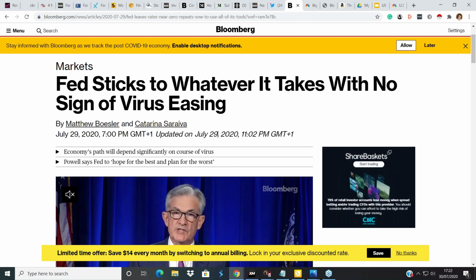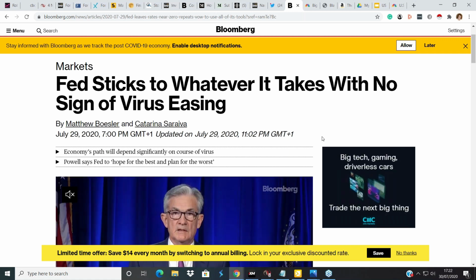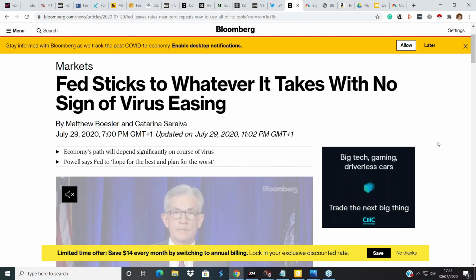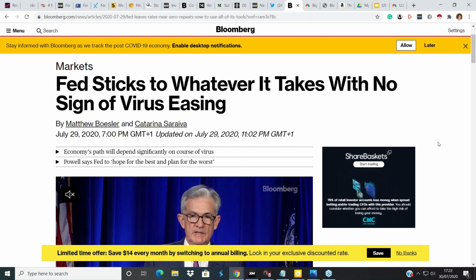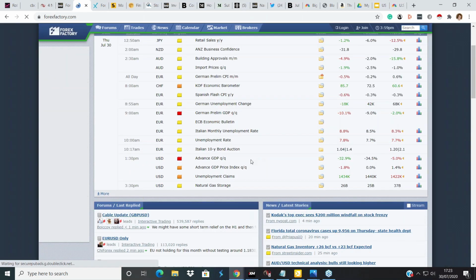And as he said, I know he's stating the obvious, it all depends on the virus. On the virus front, things aren't looking terribly encouraging in terms of containment and control, and there's certainly not been any more news on a vaccine. And as he said, hope for the best and plan for the worst. I think the downbeat message was really in response to what came through today.